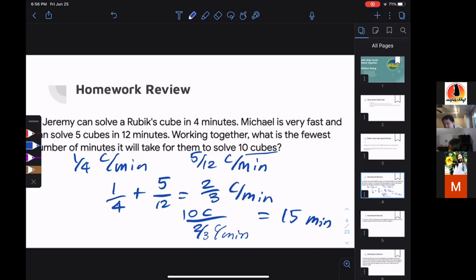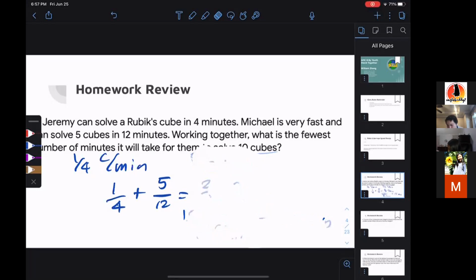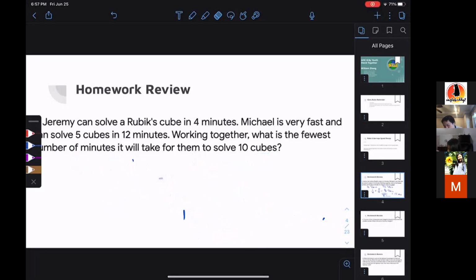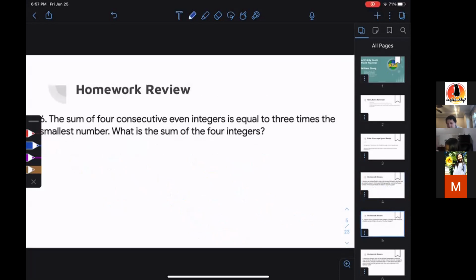All right. So then I'll go on to the next problem for homework review. We have the sum of 4 consecutive even integers is equal to 3 times the smallest number. And what's the sum of the 4 integers? And so I see Lewis raising his hand. Do you have an idea for this?